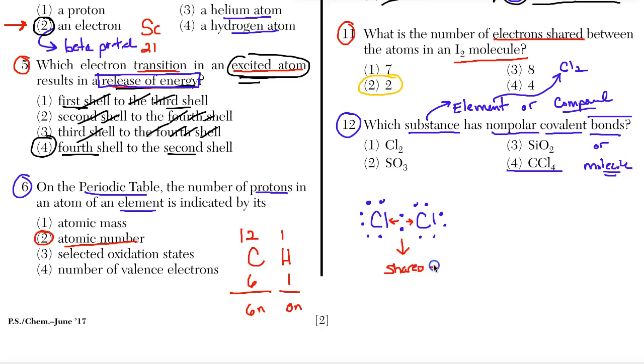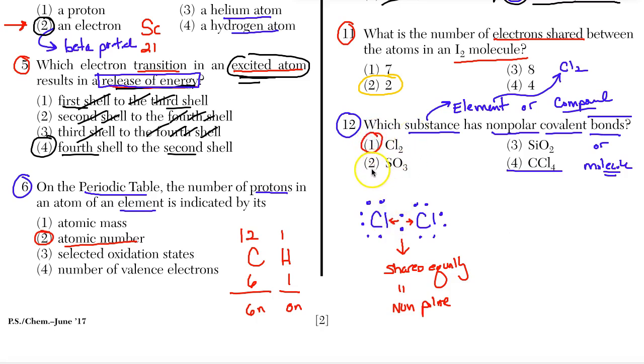So therefore, these electrons are shared equally. And because they're shared equally, across this bond, no one side of the bond has more electrons than the other. So this is called a non-polar bond, or non-polar covalent bond. This is not a molecule in this course, it's an element. So this is the answer.